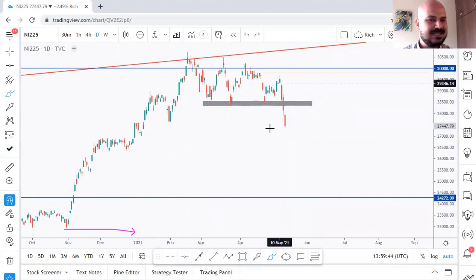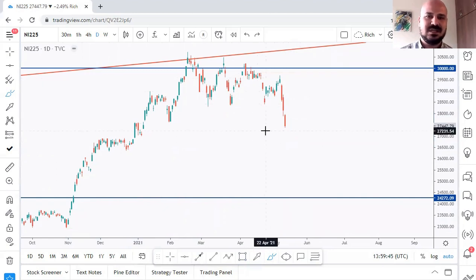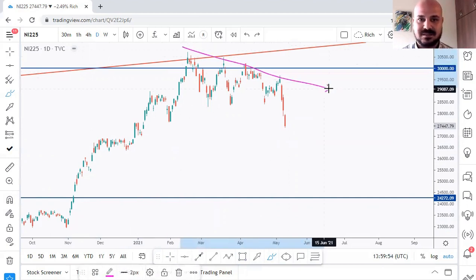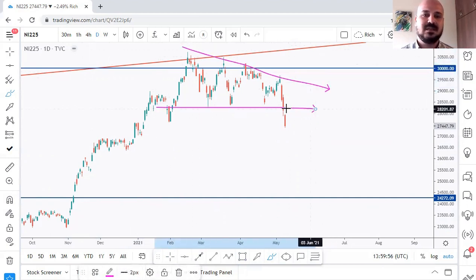And as you can clearly see, the patterns are what? They are simply market structure, right? From a market structure perspective, if you understand market structure, you don't even need to remember the name of a pattern. For example, this is a descending triangle, right?